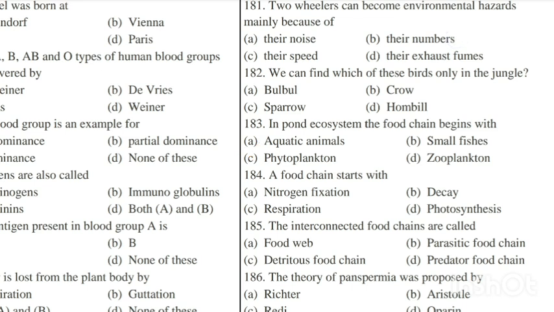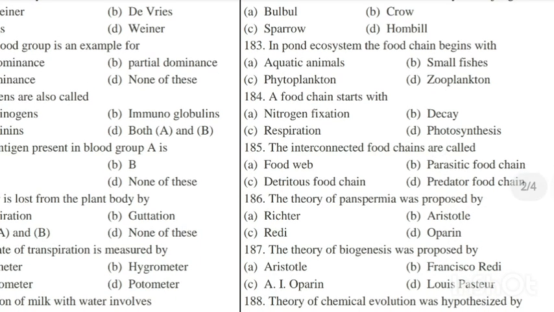Next question, a food chain starts with photosynthesis. So the food chain starts with plants, and the plants are the main source of energy for the entire food chain, and they produce energy by photosynthesis. Next question, interconnected food chains are called a food web.